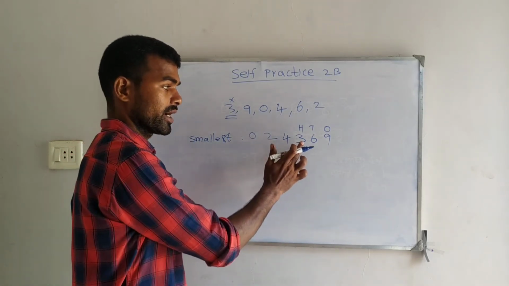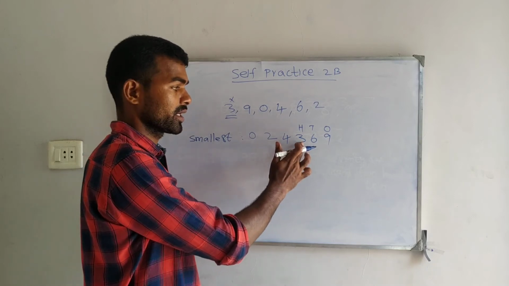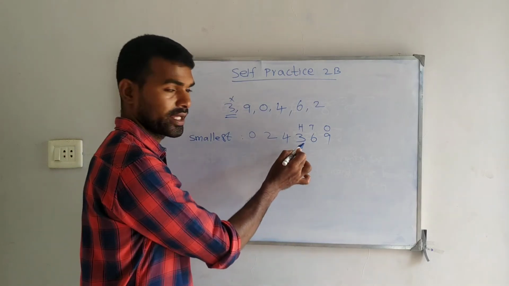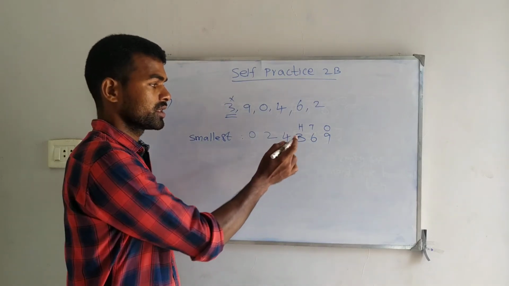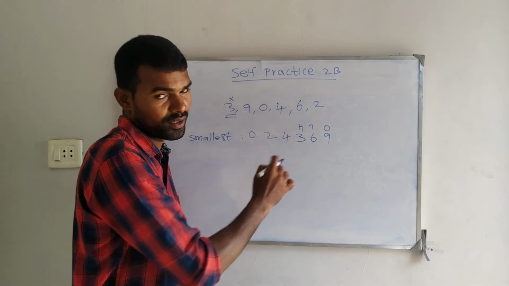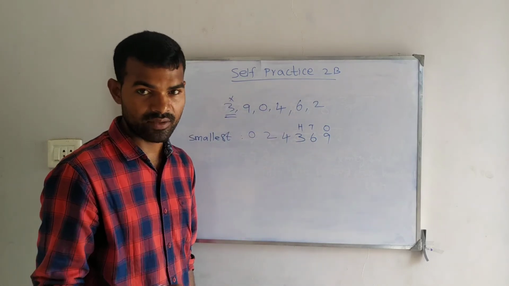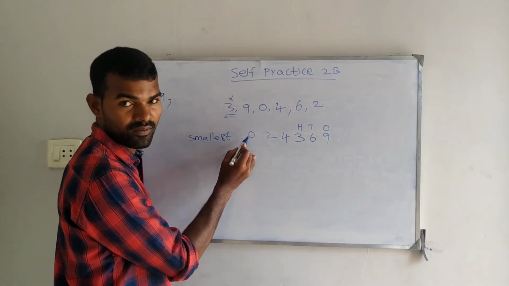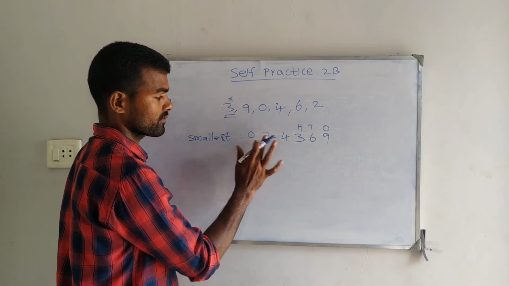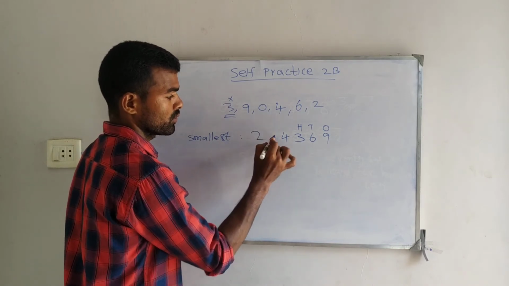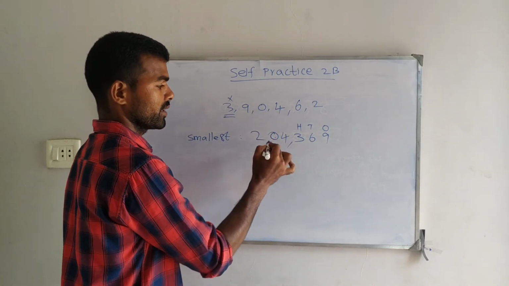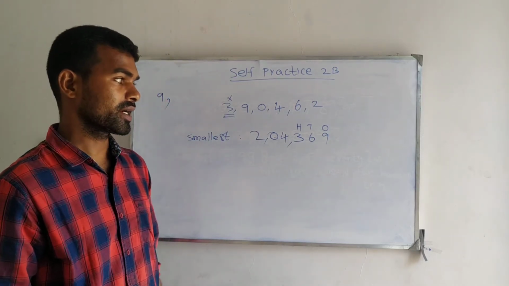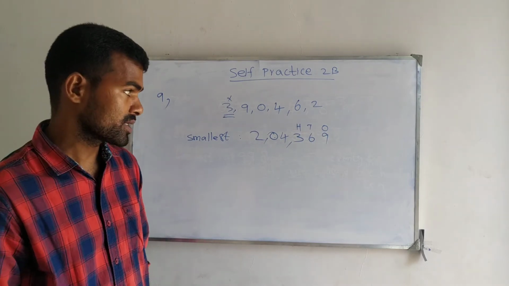We have to write 3 in the 100 place only, and 3 should not be written anywhere else. Because of the condition we have written 3 here. Now see that 0 should not come in front, so change 0 there: 2 and 0. This is the smallest number: 2,04,369.